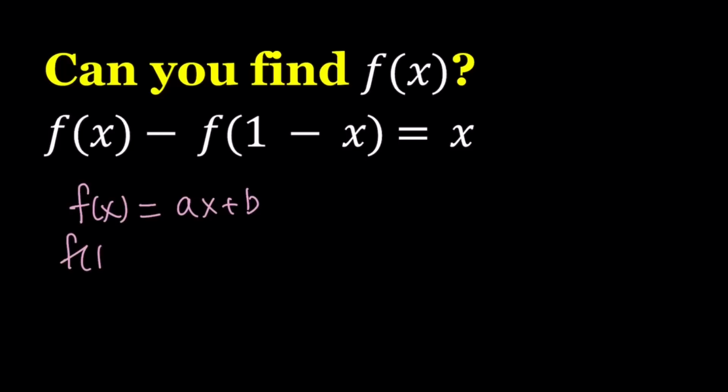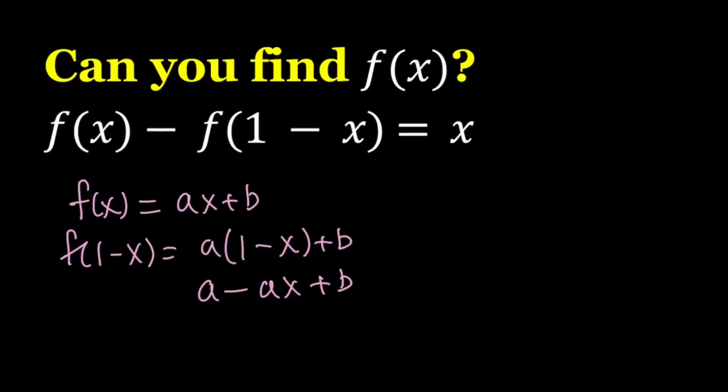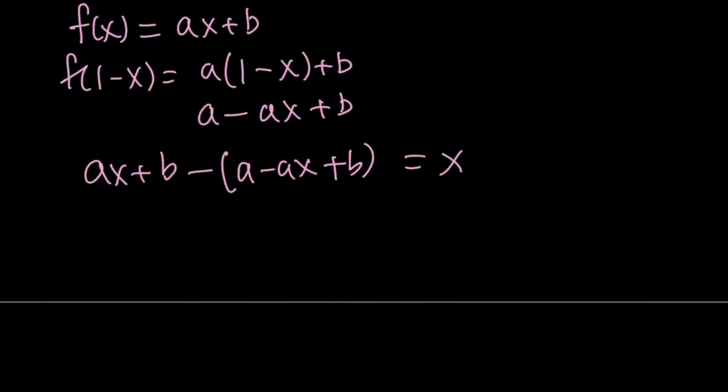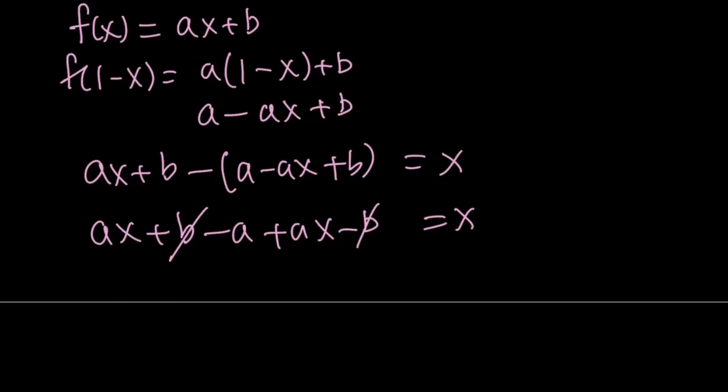Then f of 1 minus x is going to be a times 1 minus x plus b. If you expand that a little bit, you're going to get a minus ax plus b. Now I'm supposed to subtract those and set the result equal to x, and hopefully I should be able to find a and b from here. Let's see what happens. Ax plus b minus a plus ax minus b. So the b cancels out. That's good. We end up with a simpler expression: 2ax minus a equals x.